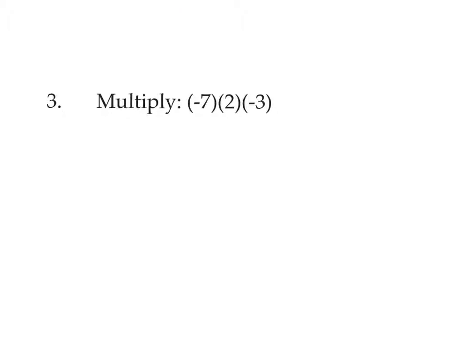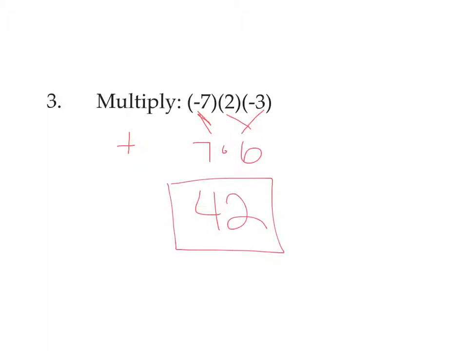On number 3, we're going to multiply -7 times 2 times -3. When you have all multiply, you can just count the number of negatives to decide whether the product should be negative or positive. If you have an even number of negatives, this is going to be a positive product. If you have an odd number of negatives, this will be a negative product. But since we have two negatives, that's an even number of negatives, this product is going to come out to be positive. And then we can just multiply. You know what, let's just do 7 times 6. We know 7 times 6 is 42, so this is a positive 42.